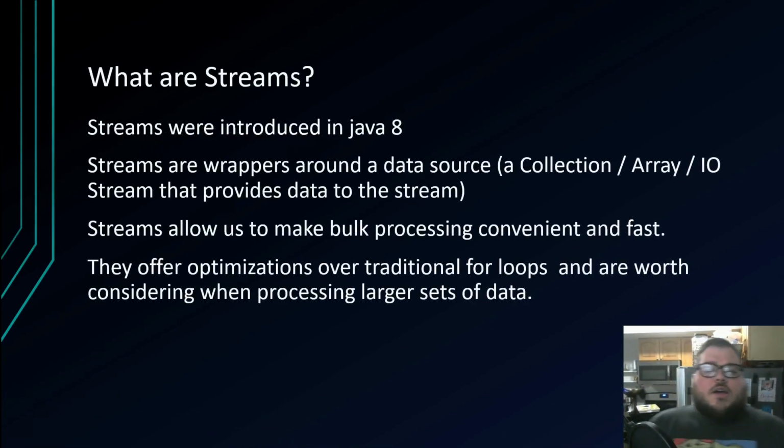So first of all, what are streams? As I just said, streams were introduced in Java 8. Basically, streams are wrappers around a data source. The data source can be a collection, so it could be your list, or maybe something that you're retrieving from the database through a Spring repository or something like that, an array, or an input-output stream. And these will provide the data to the stream.